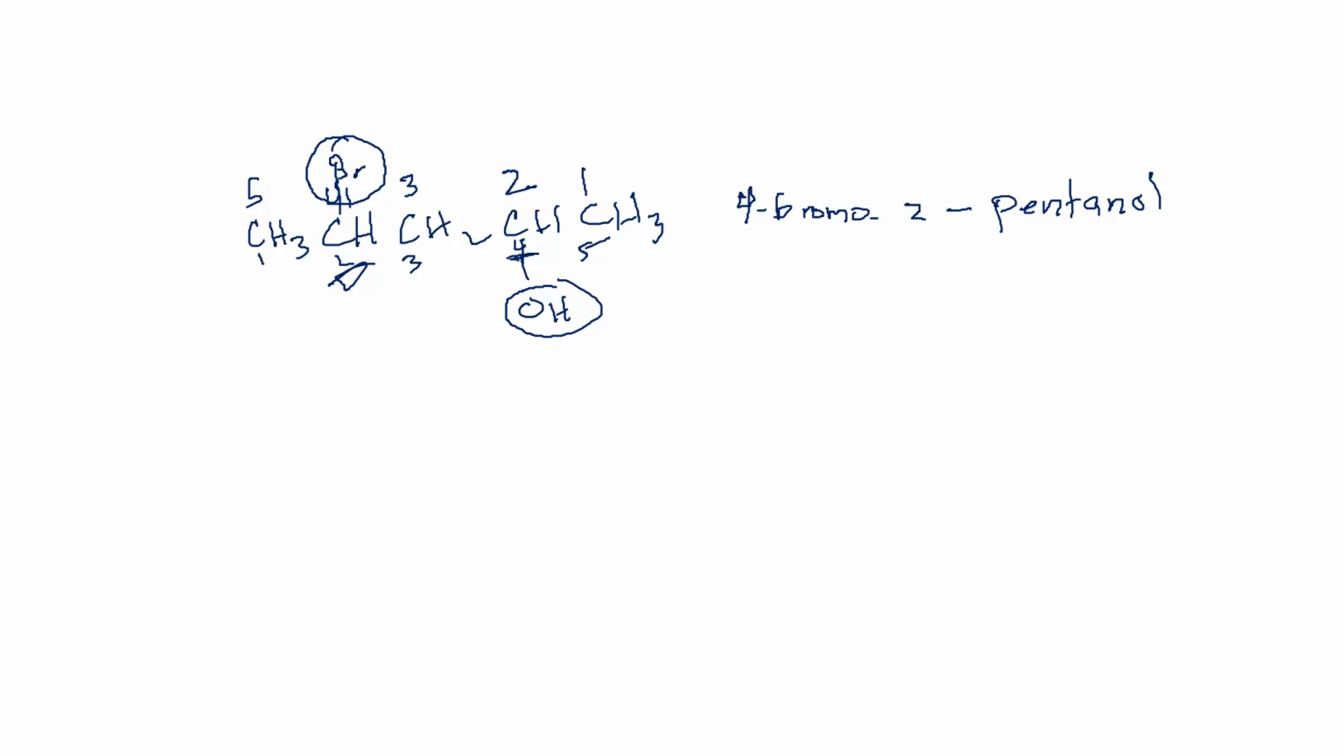Why the 2? Because you have to tell the person that the hydroxyl group is on the second carbon. If you left it out, it could be on the primary, the end carbon here, and then you would have 4-bromo-1-pentanol. So you do have to put the 2 in here to tell people where the hydroxyl group is.